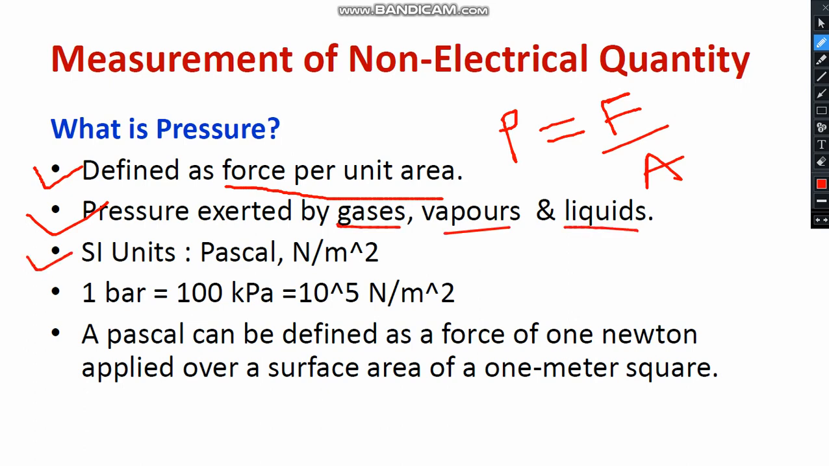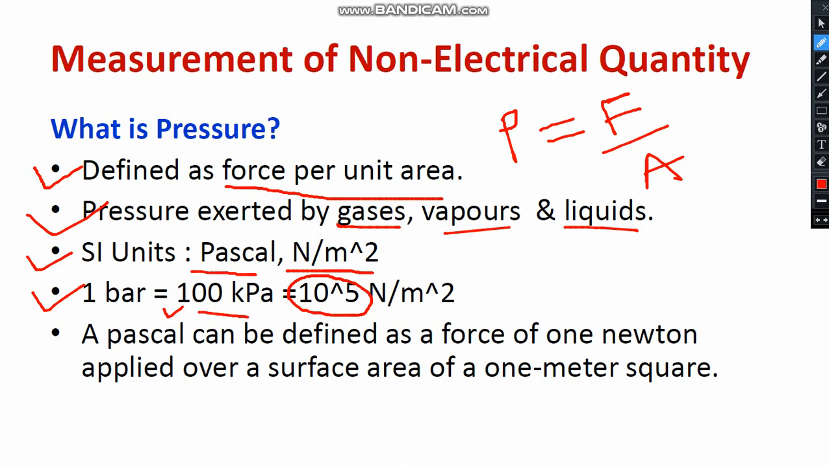The SI unit of pressure is as follows. You can call it Newton per meter square, or you can call it Pascal. Also, one more supplementary unit is available. Usually we express the pressure in terms of bar. 1 bar is equal to how many Newton per meter square? 1 bar is nothing but 10 to the power 5 Newton per meter square, or else 1 bar is equivalent to 100 kilopascal.